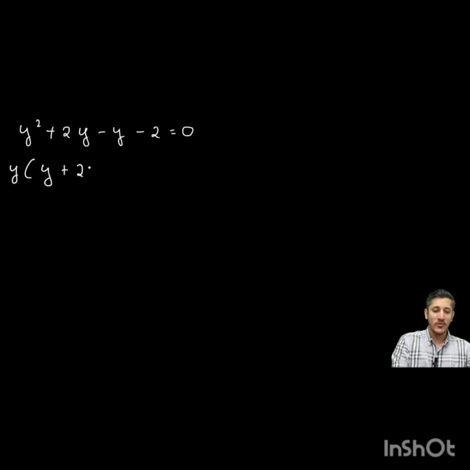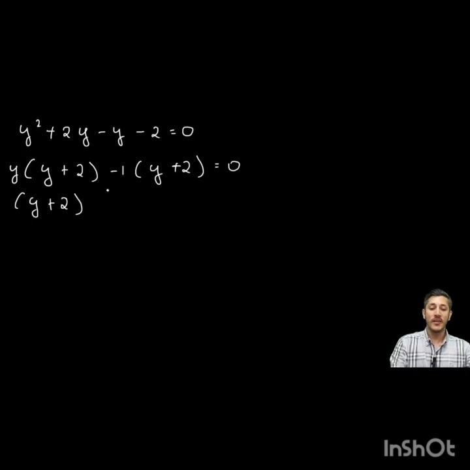I'm going to write down the equation here again. We have y square plus 2y minus y minus 2 equal to 0. On grouping the first two terms, we get y common. In the bracket, we'll be left with y plus 2. In the second two terms, we have minus 1 common, and we'll be left with y plus 2 equal to 0. Next we can take y plus 2 common. Once we take y plus 2 common, in the second bracket we'll be left with y minus 1 equal to 0.